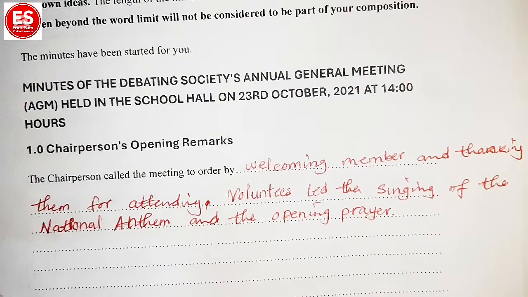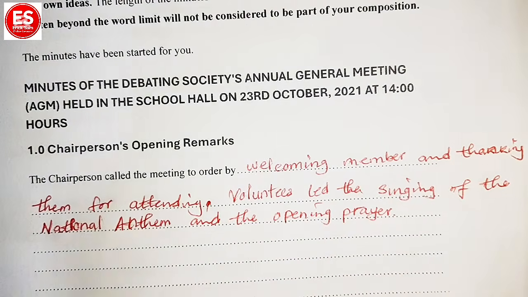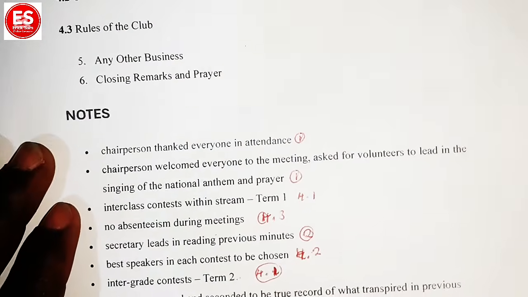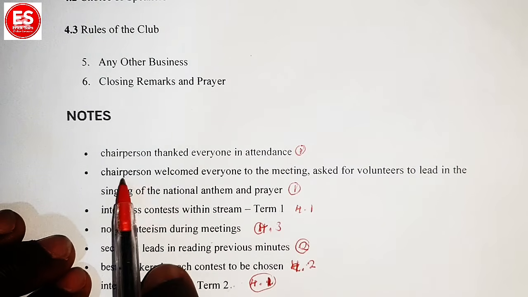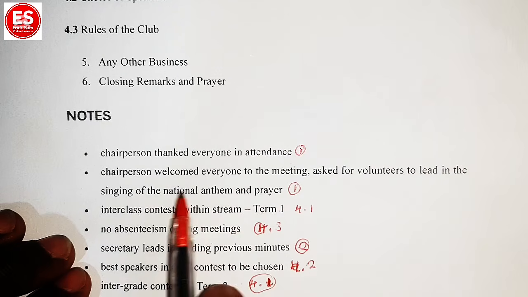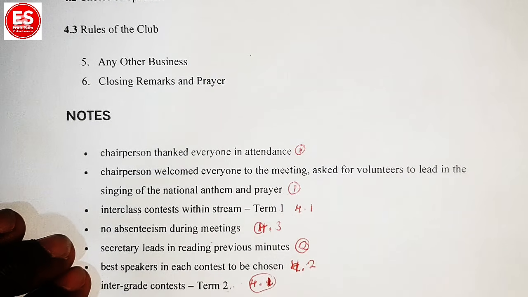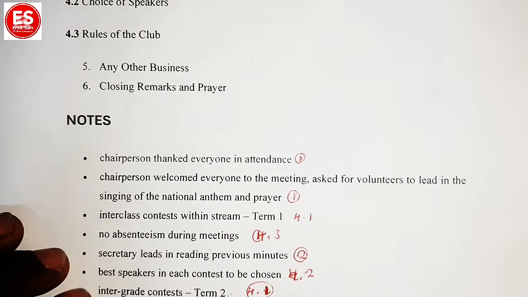Okay. All right. That is the first agenda there. Now, it means we've included these points. Remember these points. Chairperson thanked everyone in attendance. Then he welcomed everyone and asked for volunteers to read in singing and in prayer. So we've talked about this. We've included those points. Now we are going to the next item.